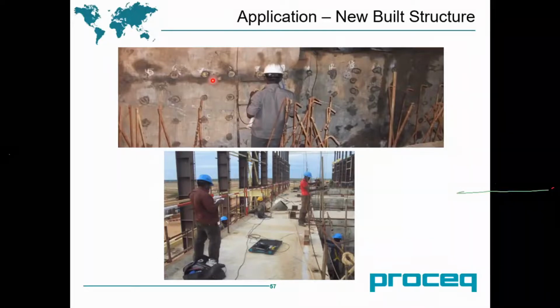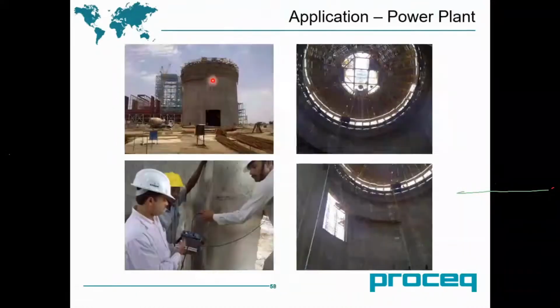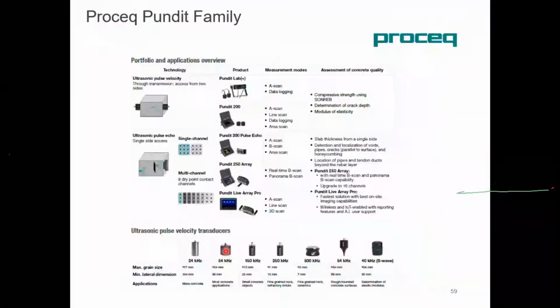UPV is a very useful tool for us to get a first level investigation of the concrete quality of the structure, right? Very useful tool. And power plant chimneys, again, UPV can be used to check the structural integrity, power plant and so on, right? Okay. So with that note, I come to the end of my presentation.